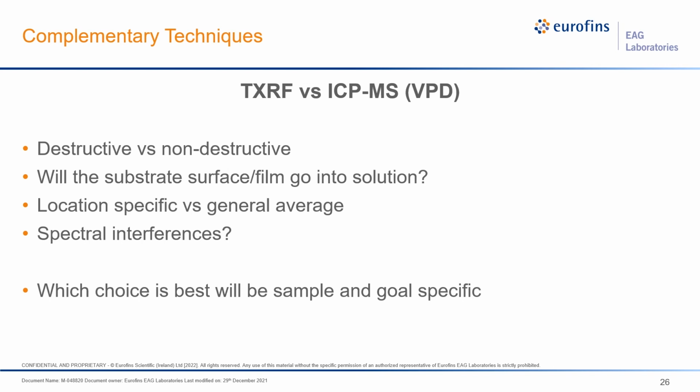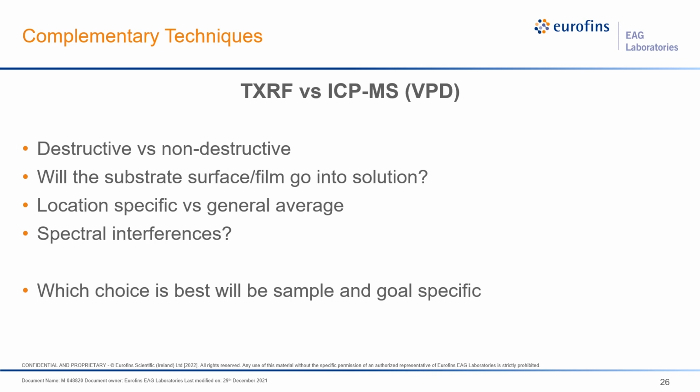So do you want your analysis to be location specific, or are you looking for a general average of your entire wafer? And then thinking about some of the stuff I showed with TXRF, are you going to run into possible spectral interferences for what you expect on the sample? So which choice between these 2 techniques is always going to be sample and goal specific. There's no real hardline rule for what might be best for you, but I would say reach out to us, we can help you figure it out.